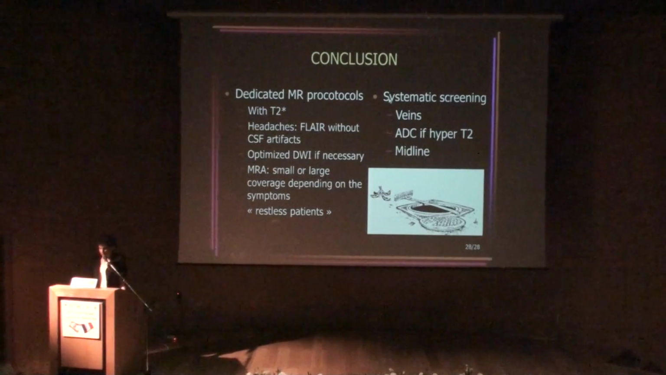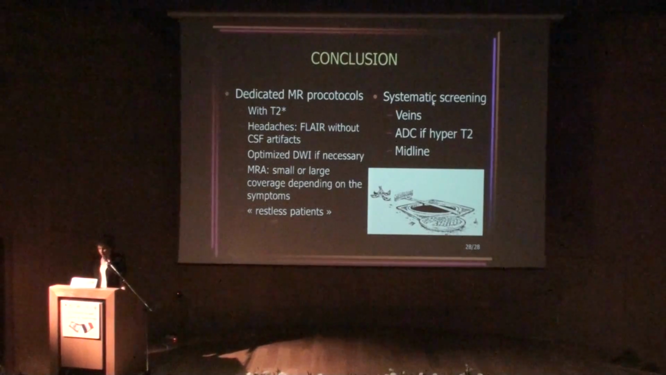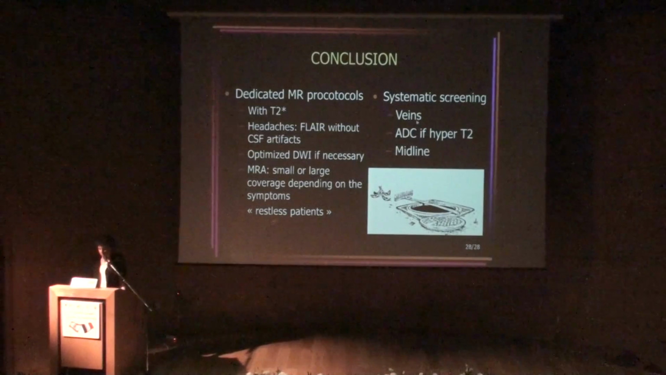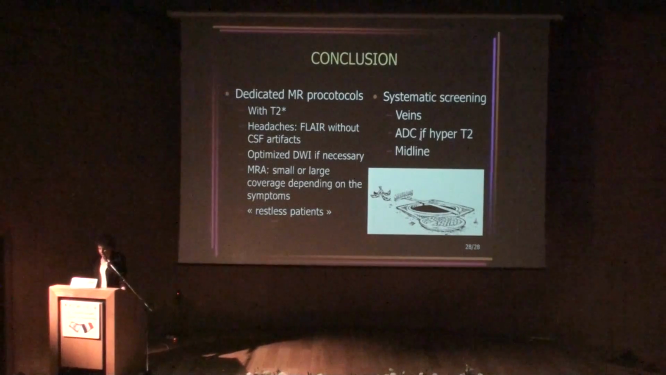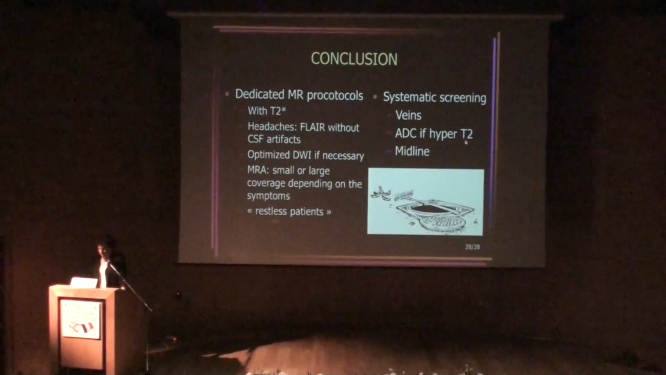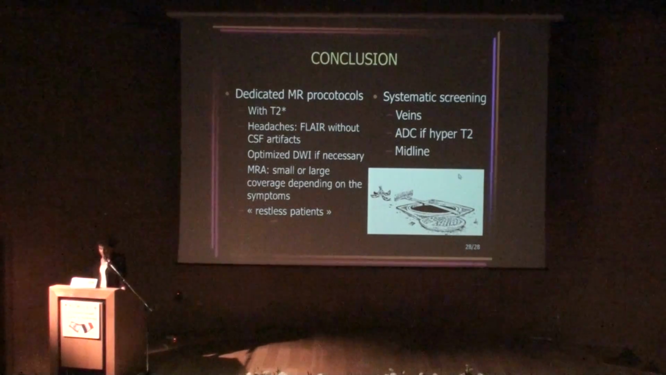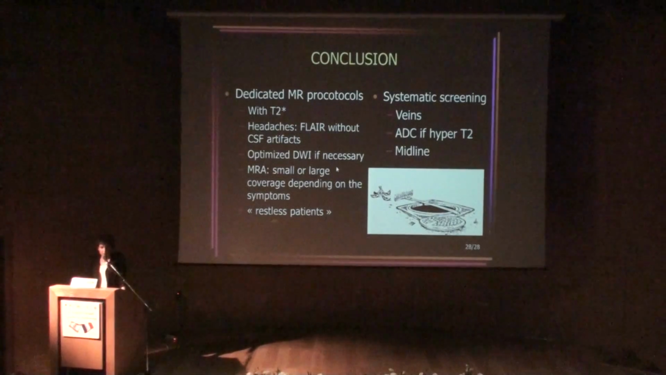And for the reading, systematically screen the veins, especially on T2 star weighted sequence. Check the ADC if there is a hyperintensity on T2, and don't forget the midline, and I think you will avoid all the traps. Thanks.